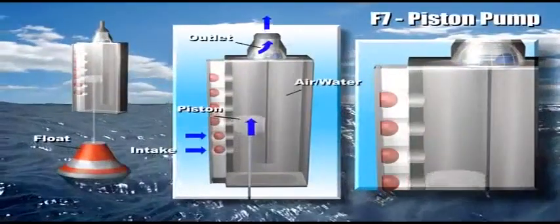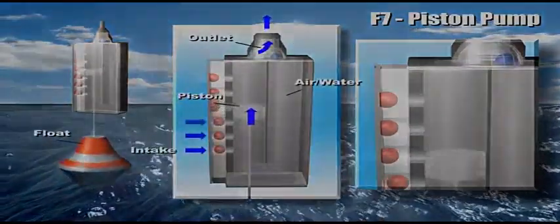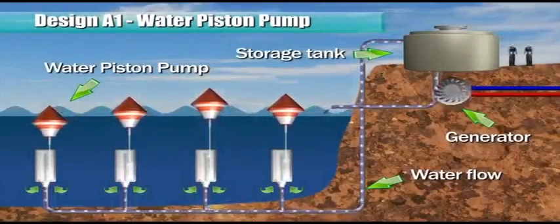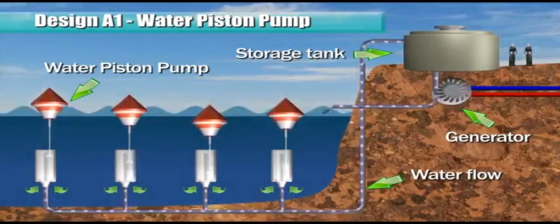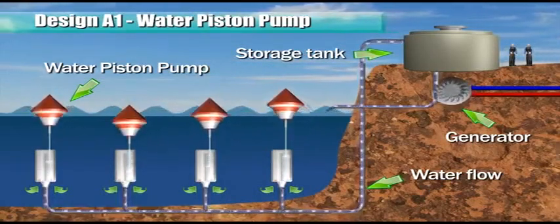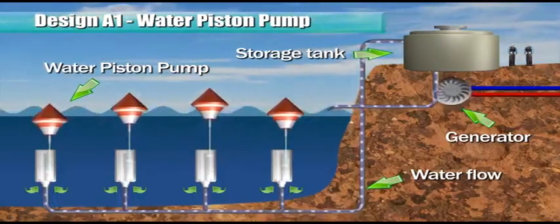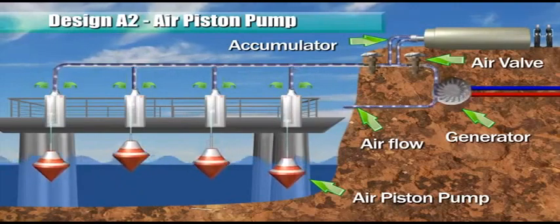Based on the fundamental piston reciprocating working principle, many designs of energy converter can be configured. In this example, a submerged pump is operated to pump water to an elevated storage tank. Water from the storage tank is channeled to rotate a fluid motor or a turbine, which in turn rotates a generator to produce electricity. An air piston pump is disposed above the water level.